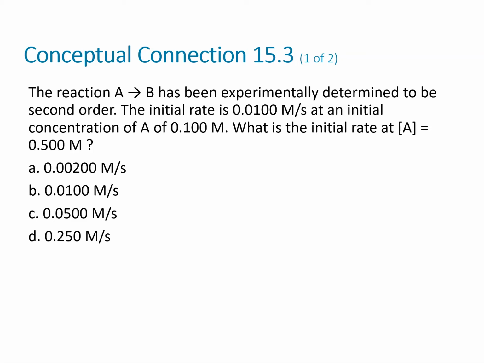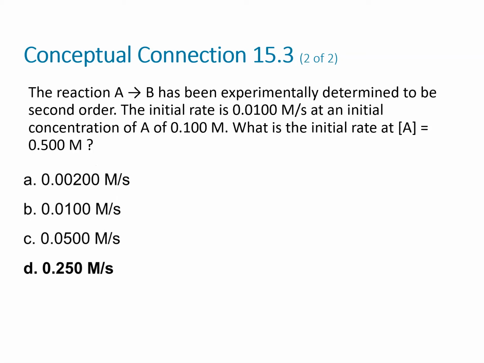And the answer should be, and this is a second order, right? So let's go and think through this real fast. If the initial rate's 0.0100 moles per liter per second at a concentration of A of 0.100 moles per liter, what's the initial rate at 0.500 moles per liter? This is going to be 0.250 moles per liter per second, or D, I believe. Yes. So if you got it right, congratulations. If you didn't, go back through and do another pass with that relationship. See if you can get it to work.